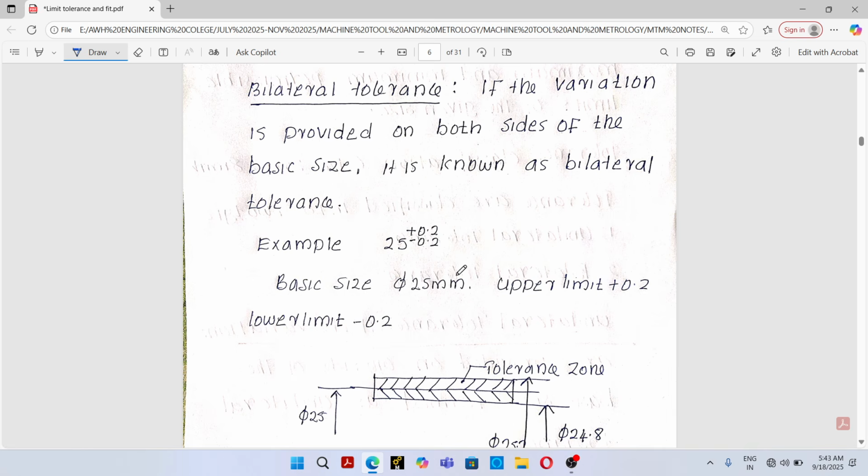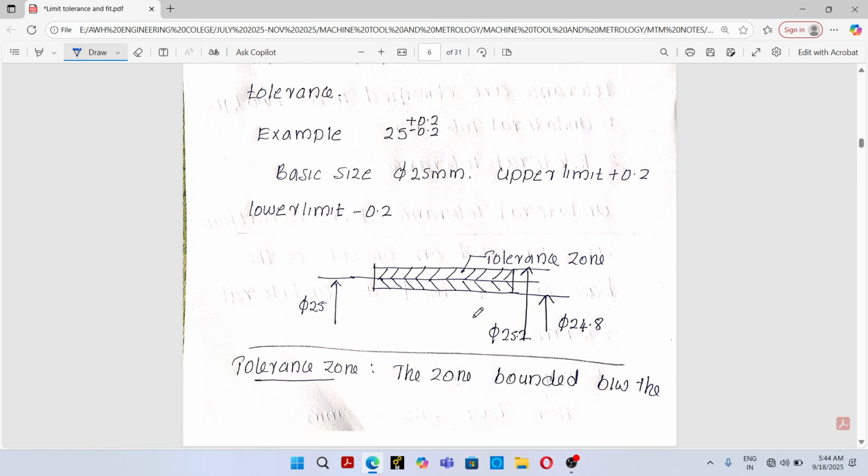If the variations are provided on both sides of the basic size, it is known as bilateral tolerance. For an example, 25, that's a basic size, plus 0.2, that is upper limit, and minus 0.2, that is lower limit. So here in the graphical representation, you can see 25 is the basic size, and here 25.2 is the upper limit, 24.8 is the lower limit, and this hatched portion is the tolerance.